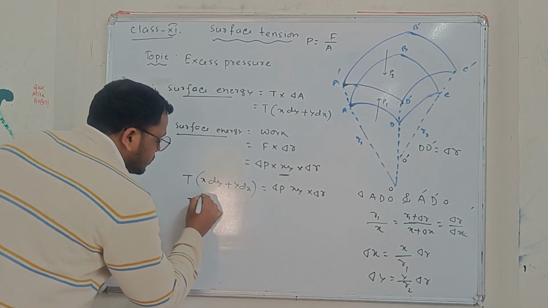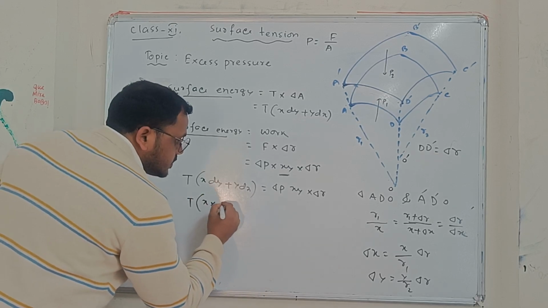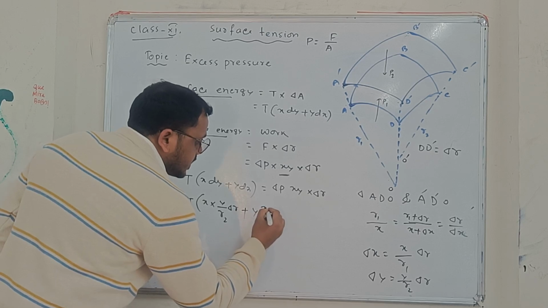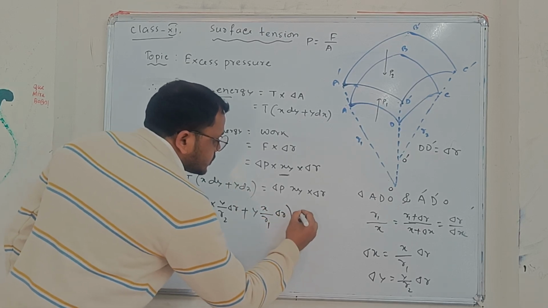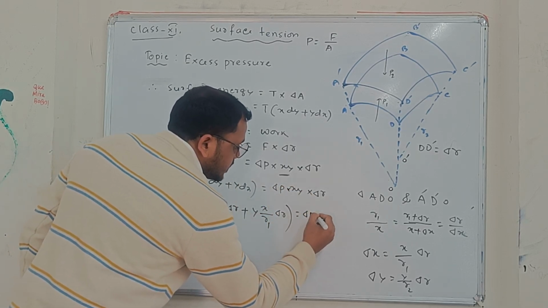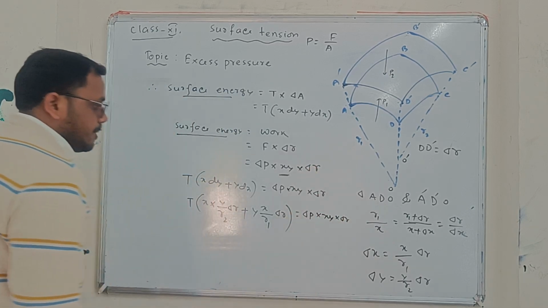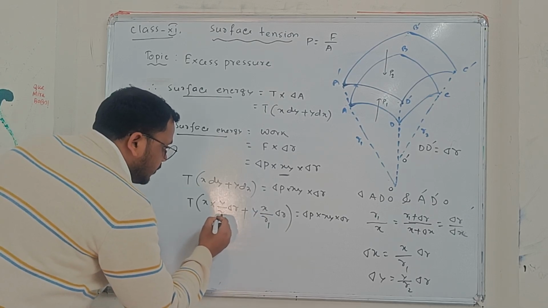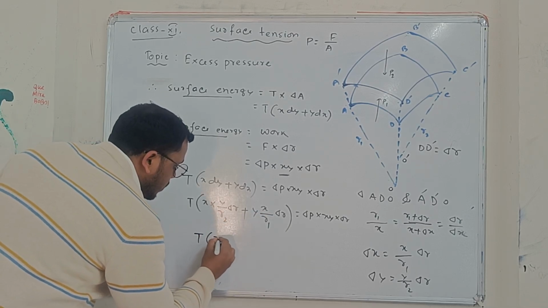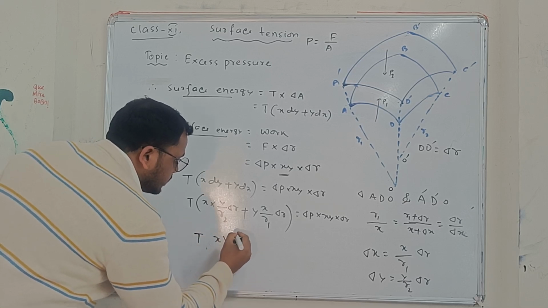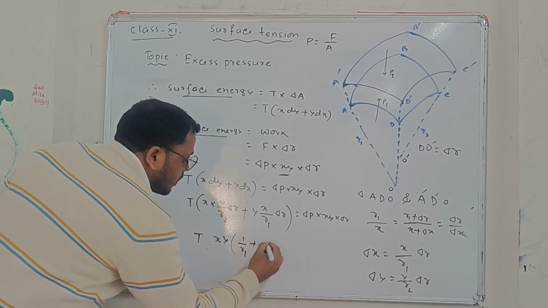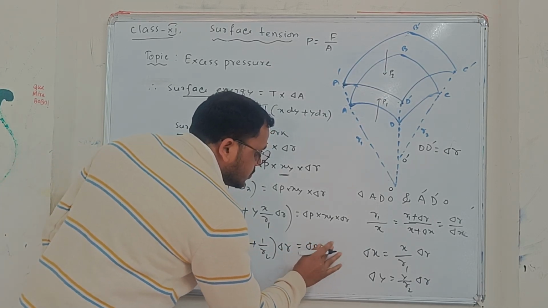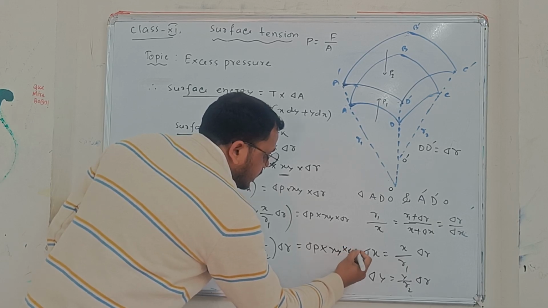So we can write t into x into del y. Del y means y divided by r2 into del r, plus y into del x. Del x means x divided by r1 into del r. So that equals del p into xy into del r. Here we take xy common, then we get t into xy into 1 by r1 plus 1 by r2 into delta r, that equals del p into xy into delta r.